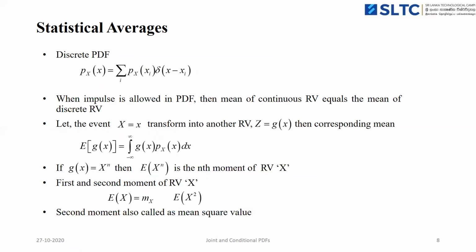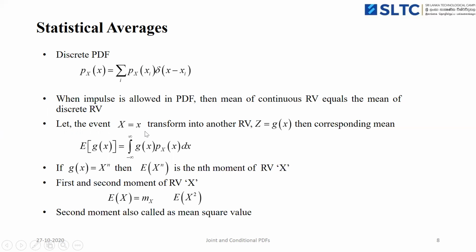We can represent the PDF function using the impulse function, that is, the delta function. If we represent the PDF in terms of the delta function, then we can use this PDF for both continuous and discrete random variables. When impulses are allowed in the PDF, the mean of the continuous random variable equals the mean of the discrete random variable.